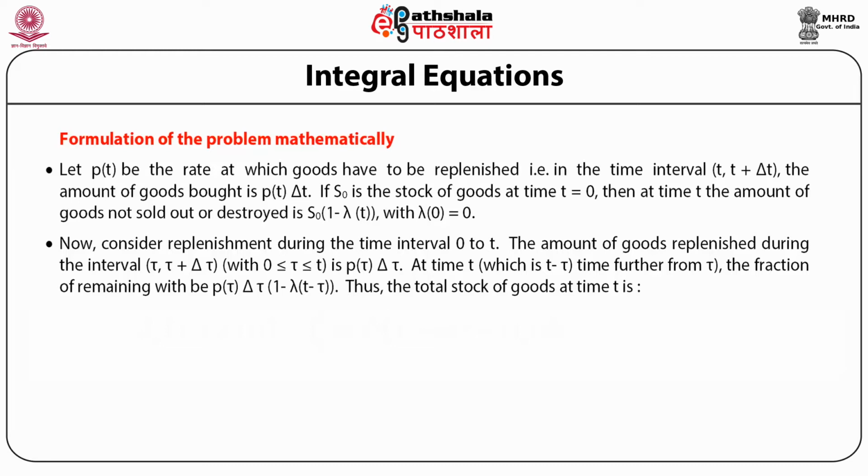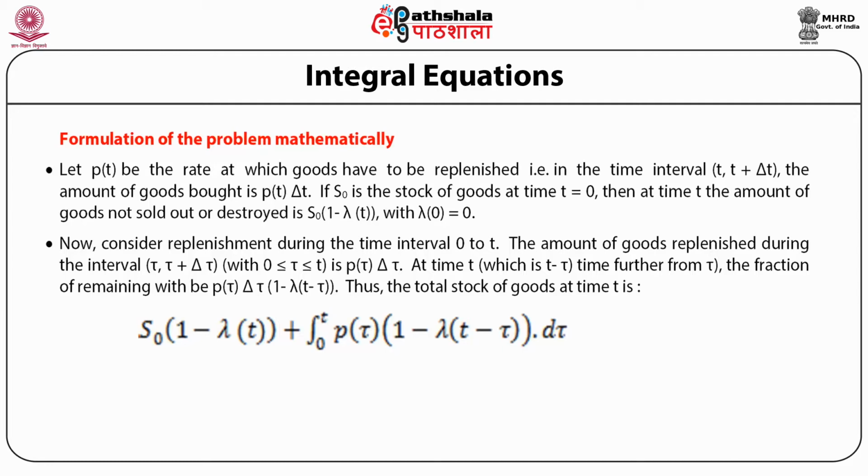Thus, the total stock of the goods at time t is the amount of goods which remains. Some stock is destroyed and some stock is replenished. Therefore, the total stock of goods at time t is S0 times 1 minus lambda of t, plus an integral from 0 to t of p(tau) times 1 minus lambda, a function of t minus tau, d tau.